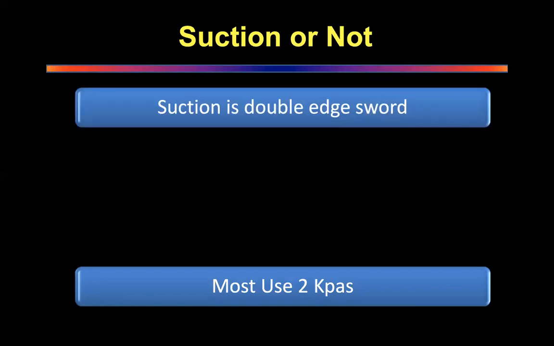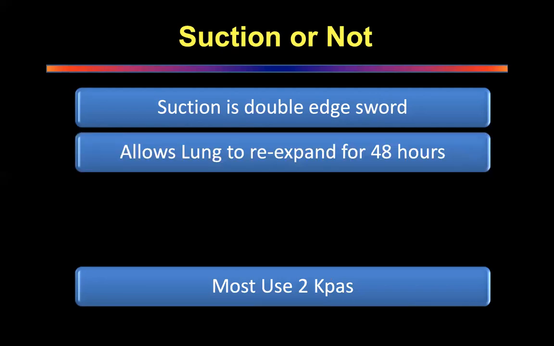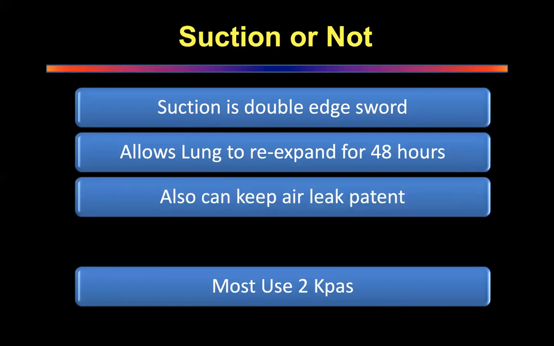Suction or not to suction. Suction is a double-edged sword. It's something you've got to remember. I think in the first 48 hours, it's very good. It allows the lung to re-expand, pulls up the lung to the chest wall. But you also have to remember that after 2 to 3 days of surgery, it also sucks on that area which is causing the air leak, and it helps to keep the air leak patent. So it's very important to judiciously use the suction for 48 to 72 hours, but you must know when to turn off the suction and then get the patient to re-expand on their own.